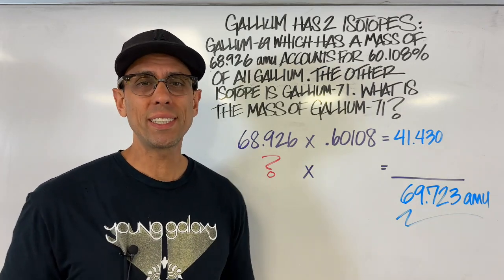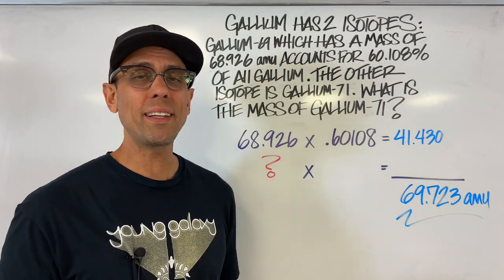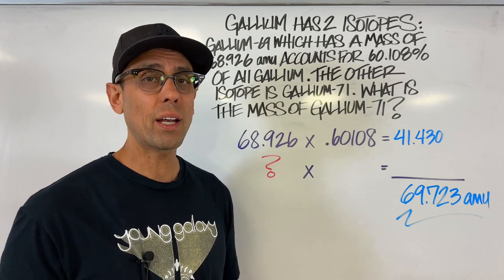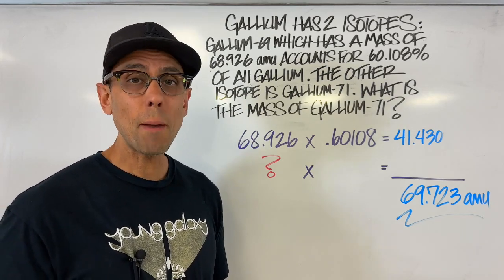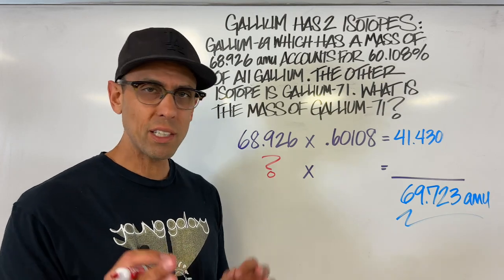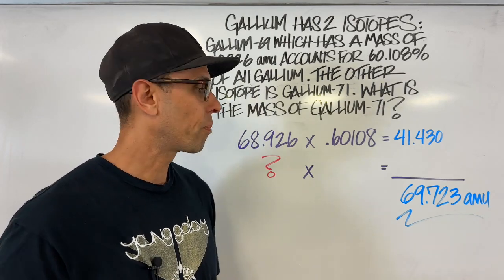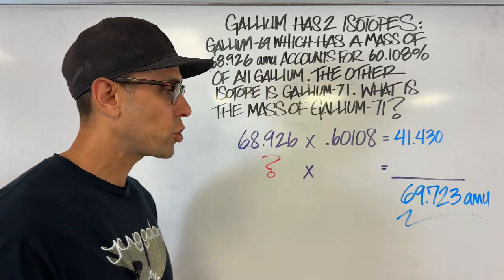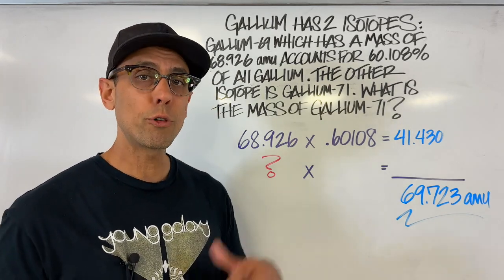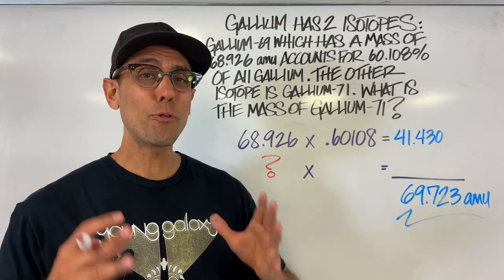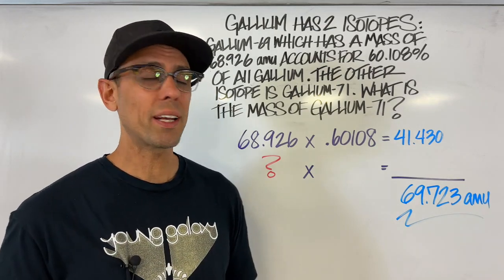Here's the golden ticket. You already know the overall mass for this element because you can use your periodic table. When you look up gallium, you will find, depending on the periodic table you look at, they differ in their atomic masses a little bit, that the overall weighted average is about 69.723 AMUs for this element gallium. That's critical. Don't forget that you can use your periodic table.